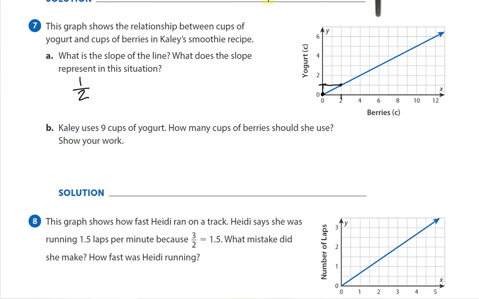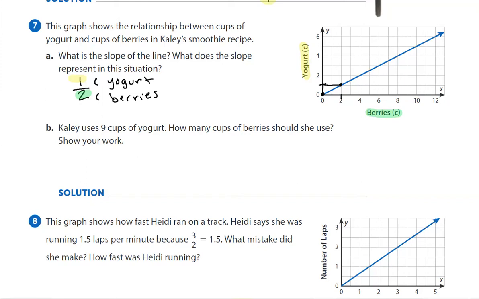What does this slope, 1 over 2, represent in this situation? Well, our y's were the cups of yogurt. Our x's were the cups of berries. So this is 1 cup berries per 2 cups yogurt. Nope, I have it backwards. For goodness sakes. That's why I color code things. It helps. 1 cup of yogurt per 2 cups of berries.